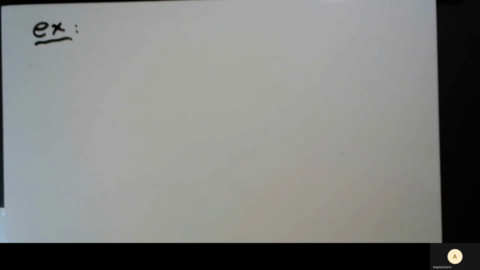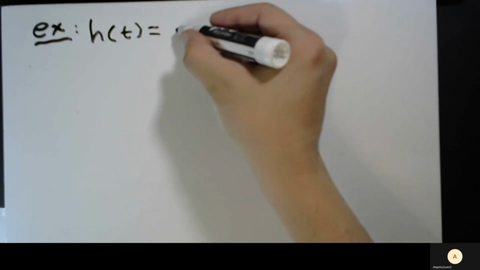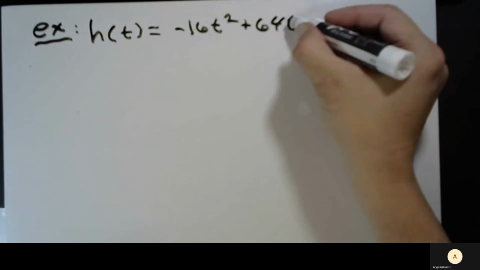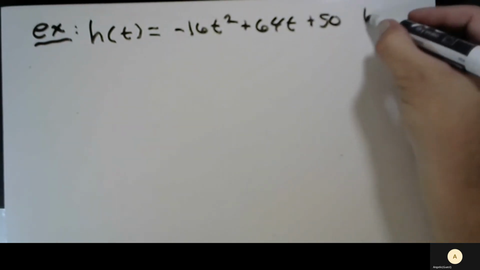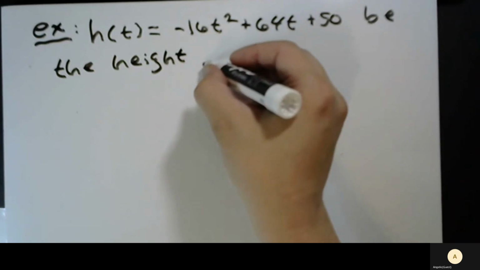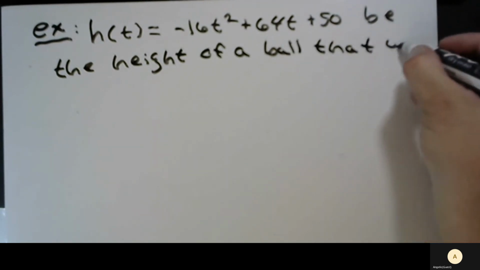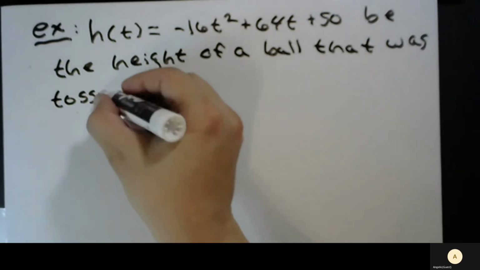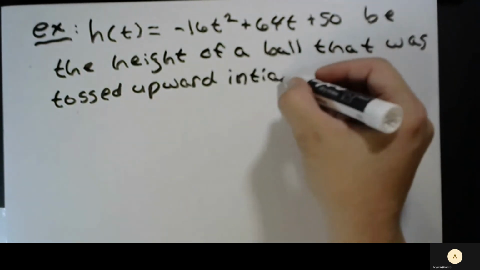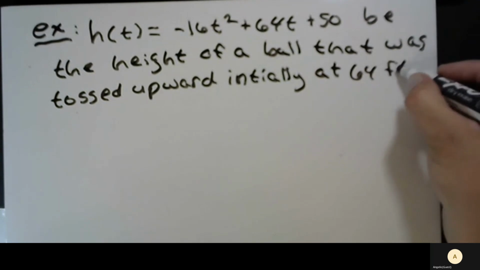So let's say we have this. Let h of t equals negative 16 t squared plus 64t plus 50 be the height of a ball that was tossed upward initially at 64 feet per second.